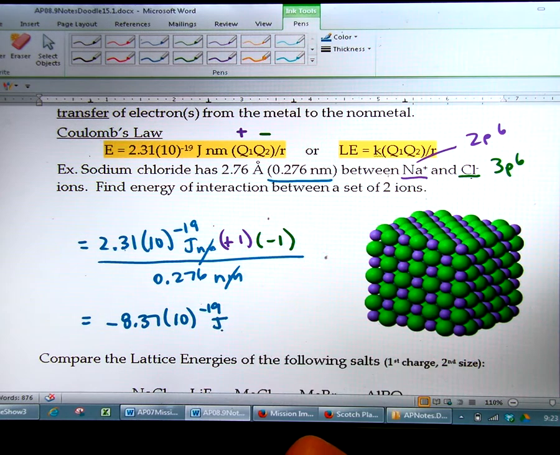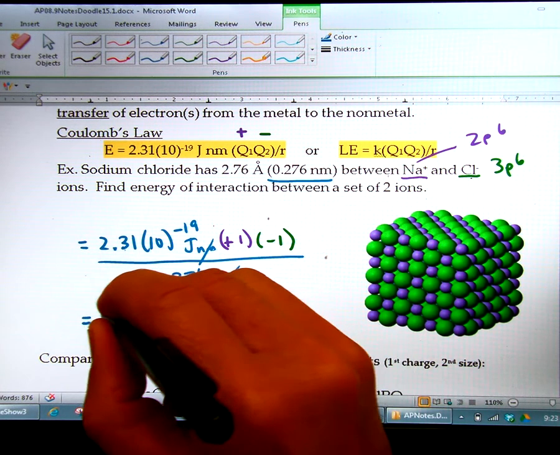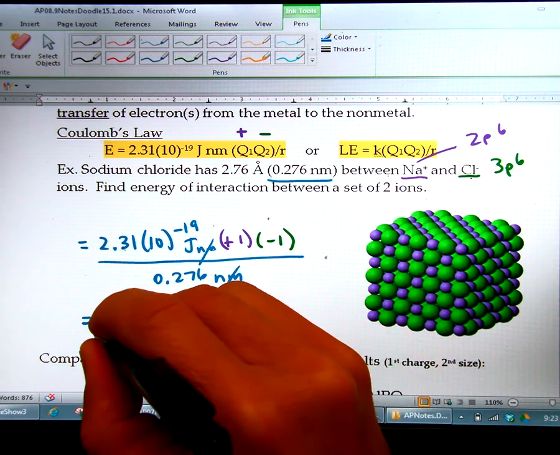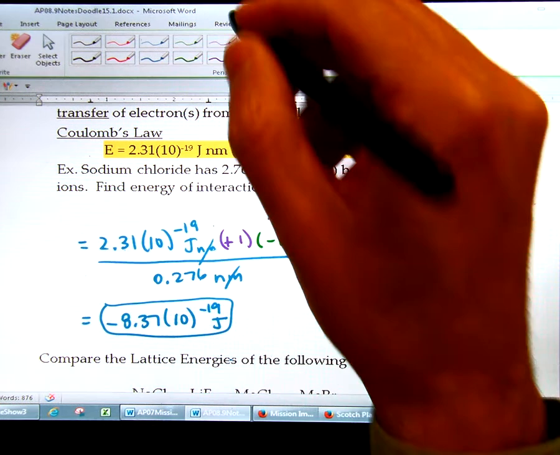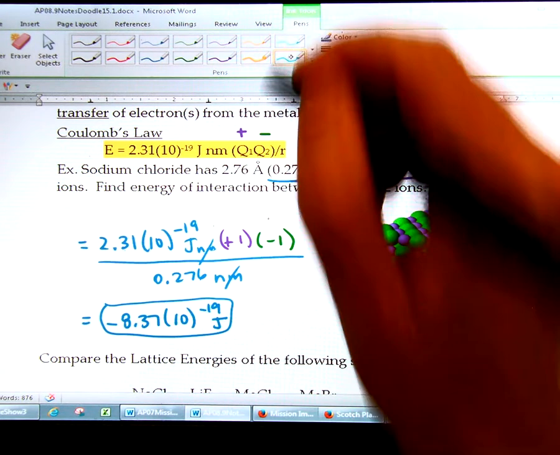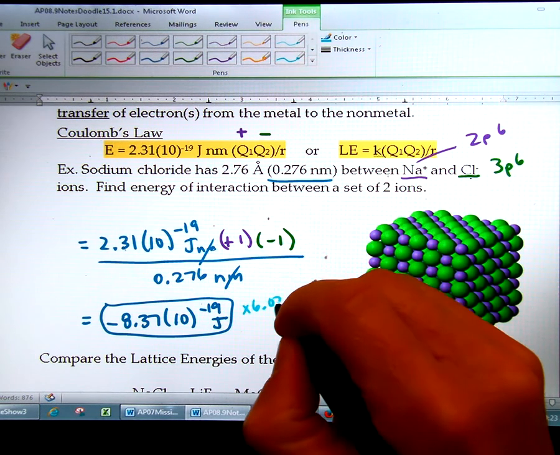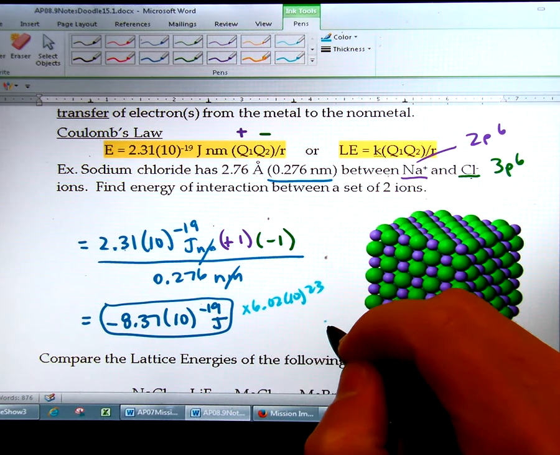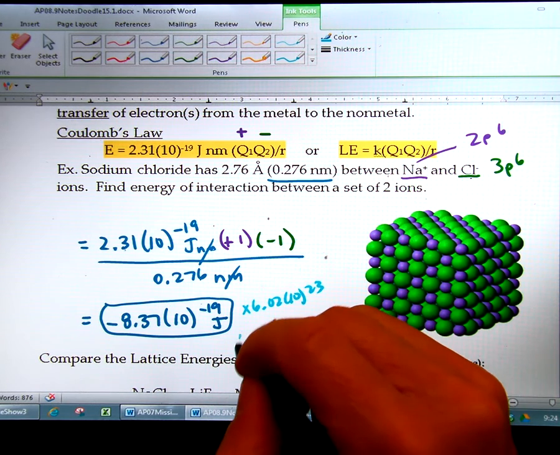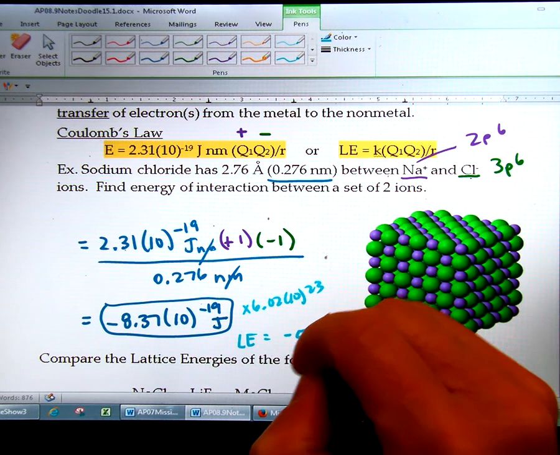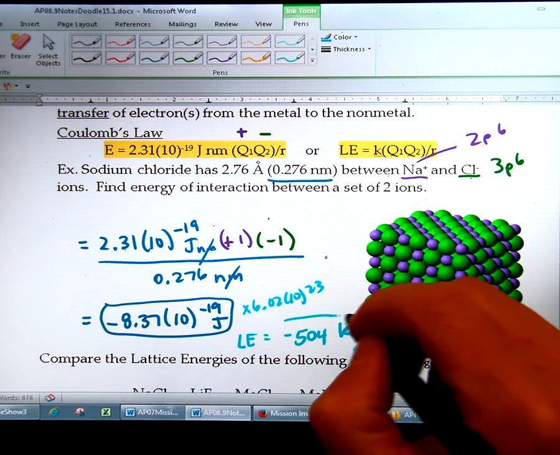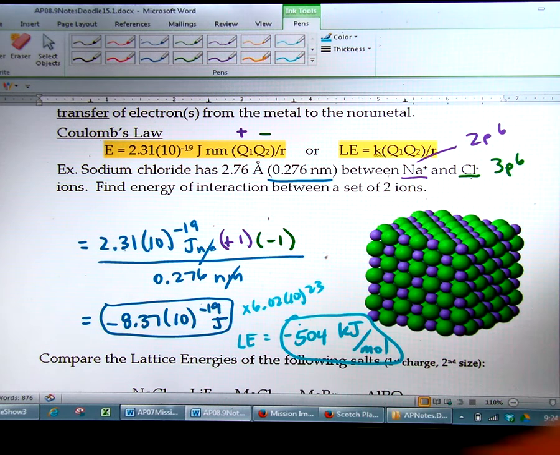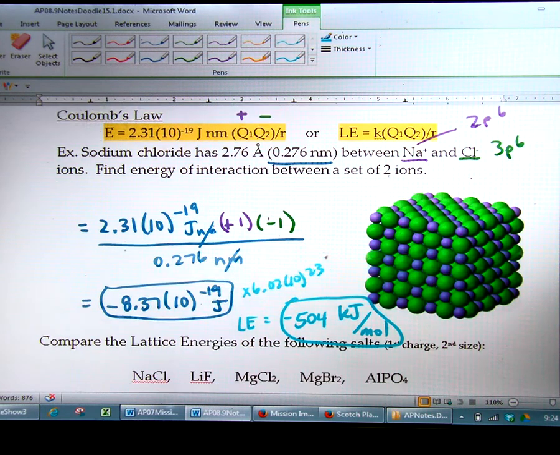Now that's only for one set of Na+ and Cl-, all right? But if you want to get it for a mole, then you have to multiply it by Avogadro's number. So if you do that, you're going to get the lattice energy equal to negative 504 kilojoules per mole. And that would be the lattice energy for sodium chloride.